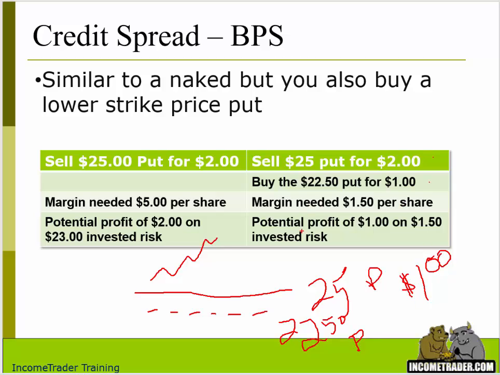The best part really is that the money needed in your account is now reduced from your margin of $5. We only need the difference between the strike price you sold, the 25 put, and the strike price you bought, the 22.50 put, which in this case is $2.50, minus the $1 that you just brought in as a net premium. So you're going to need the $2.50 minus the $1 net profit. So of your $1.50 of invested risk, you've already pulled in $1 profit on that.